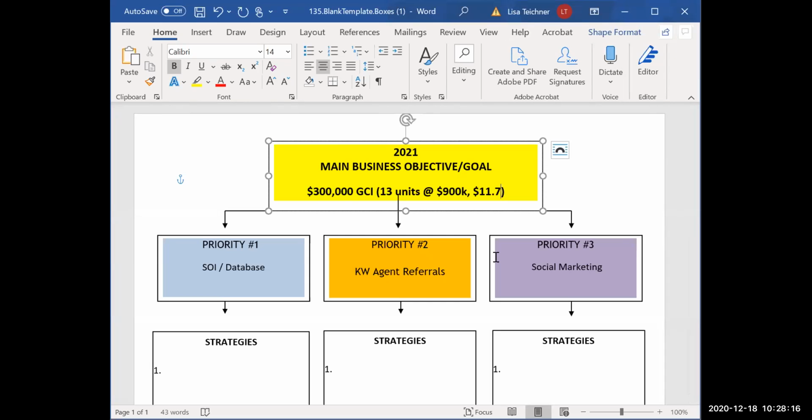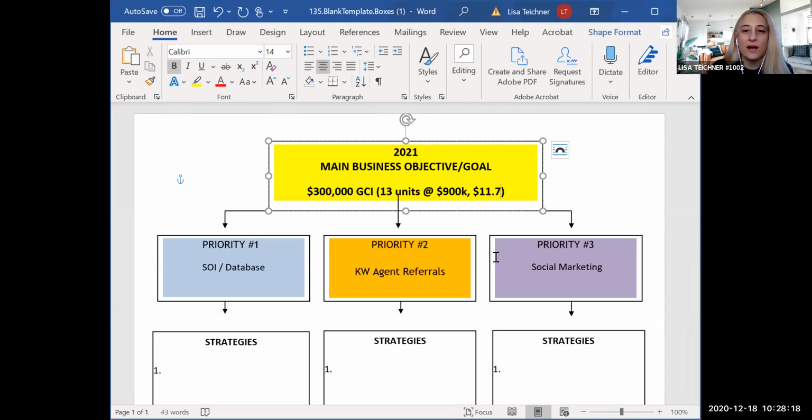So what happens if you start, your brain, Raiden says too much going on. That's totally right. So what happens is you want your brain to focus on one thing, which is your 300,000 in GCI. And you know that that can be done in a variety of ways. So it doesn't really matter if I hit the 13 units at 900,000 or I hit 18 units at various price points. Does it make sense? Because it's going to be dictated also. I'm only going to have so much control over my average price point.